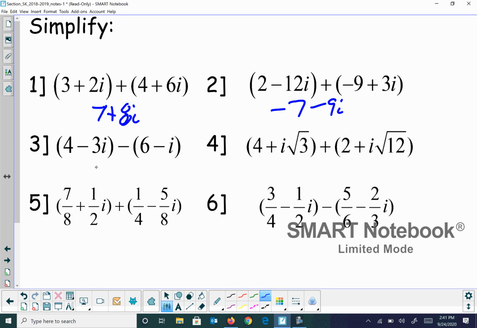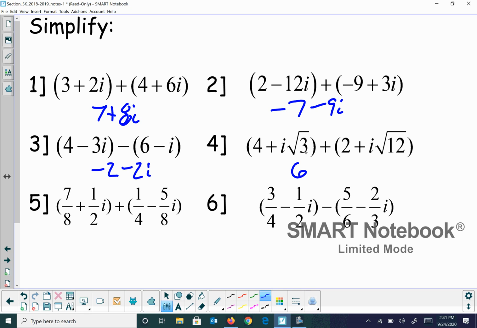Next one, 4 minus 6 is negative 2. Negative 3 minus minus, so it becomes plus i. So negative 3i plus i is negative 2i. Next problem, 4 and 2 add together to give me 6.